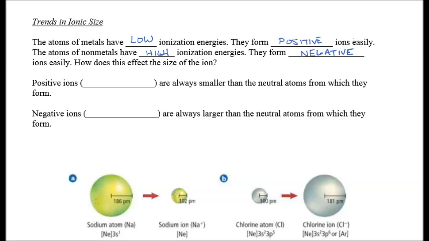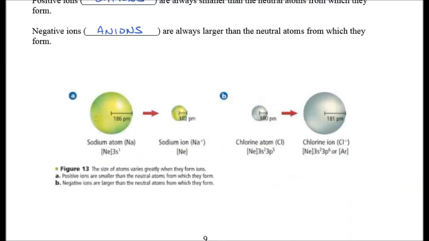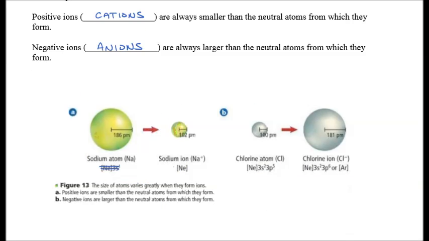So how does this affect the size of an ion? Positive ions are called cations, pronounced "cat-ions," not "cat-ions" like in rations. The positive ions are always smaller than the atom from which they form. Negative ions are called anions, not anions like in onions, and they are always larger than the atom from which they form. So cross off this at the bottom. We don't need that.